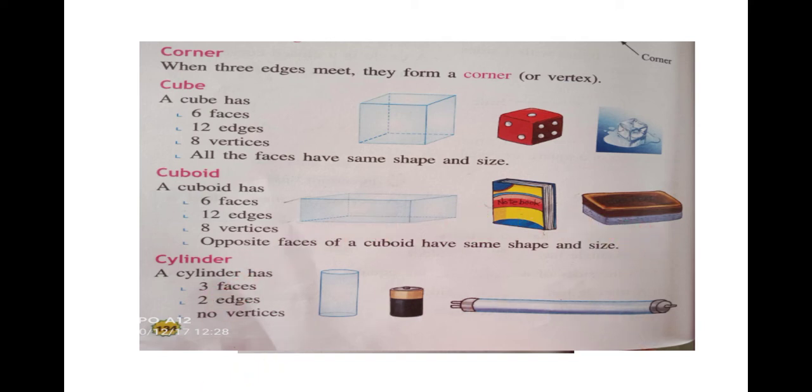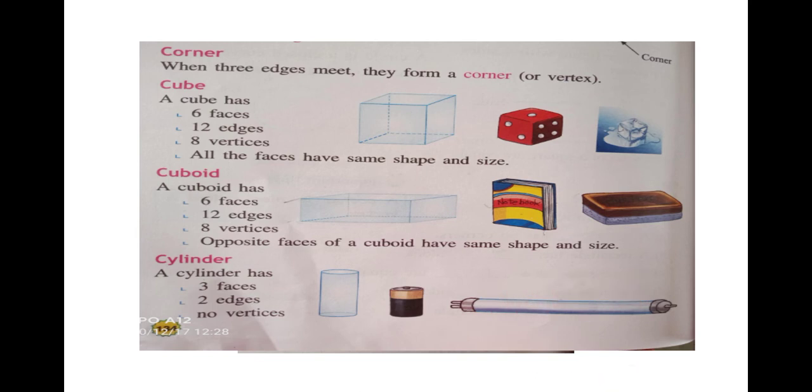Alright, now this is a cylinder. So a cylinder has 3 faces. What are they? The top part is a face, the below part, and the body part. So these are the three faces of the cylinder. Edges, how many edges are there? Two edges. Which are they? This part and this part. Two edges are there in the cylinder. And there is no vertex in a cylinder. What are the examples of cylinder? This is a cell. A cell is an example of cylinder. A tube light is an example of cylinder.